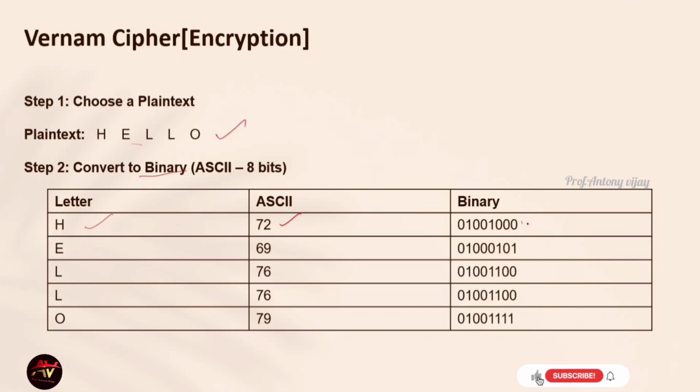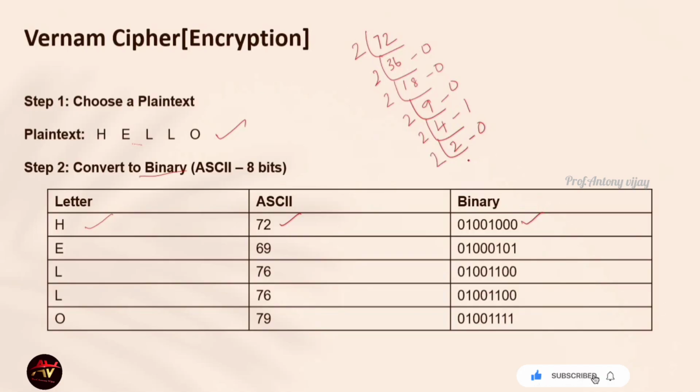Let's see how to convert ASCII to binary. Here I am taking 72 and applying the division rule. 72 divided by 2 is 36, the remainder is 0. Then again dividing by 2, it is 18, again 0. Then 2, it is 9, again 0. Then dividing by 2, it is 4, remainder 1. Then again 2, 2 times 2 is 4, the remainder is 0. Again dividing by 2, 1 times 2 is 2, so the remainder is 0. So we have to read in this direction.